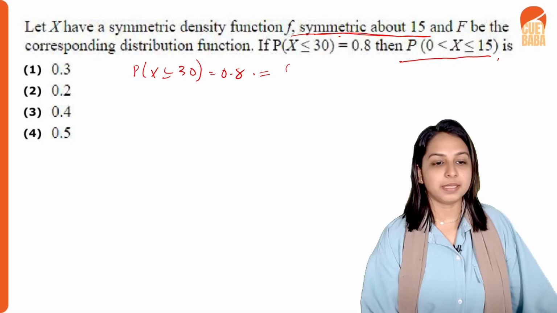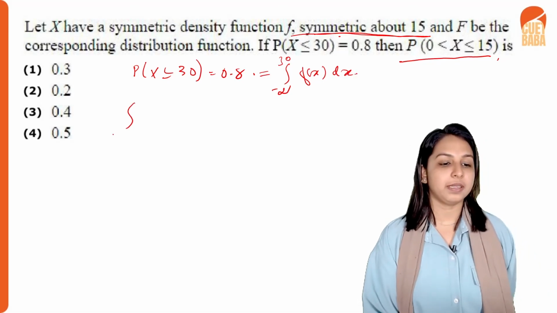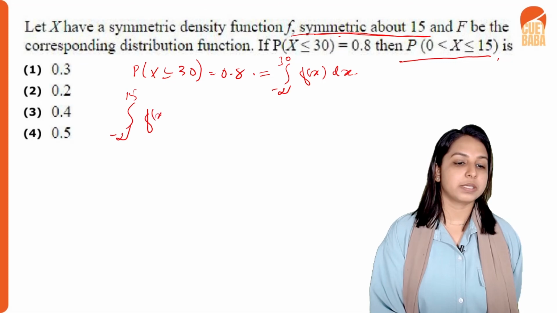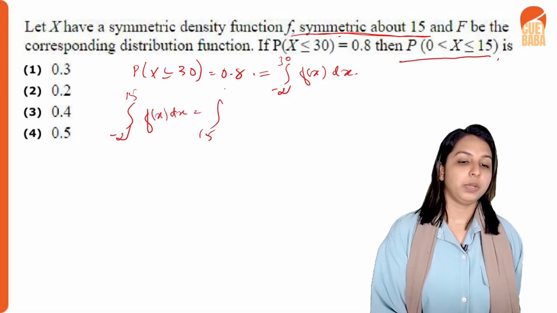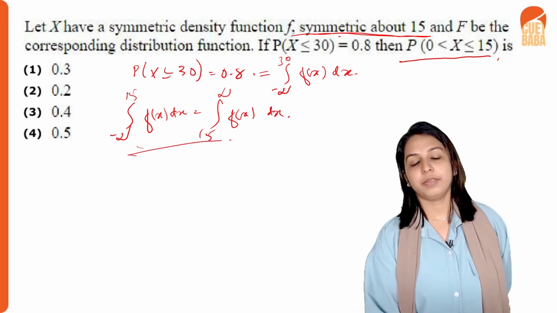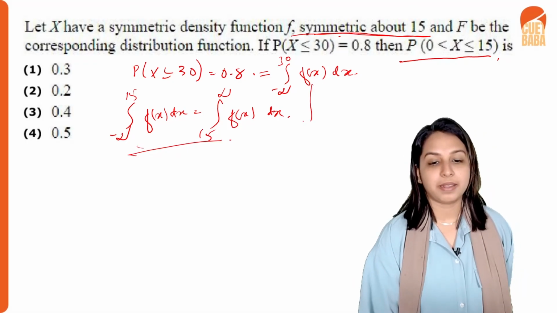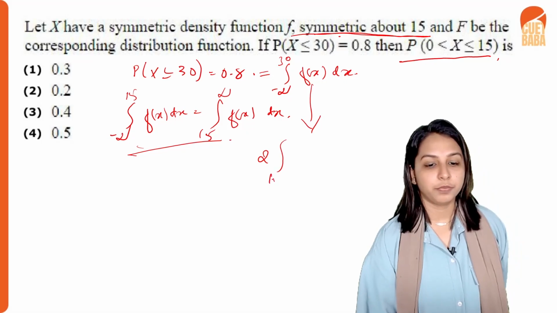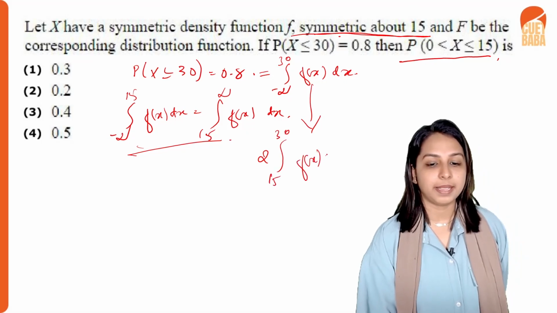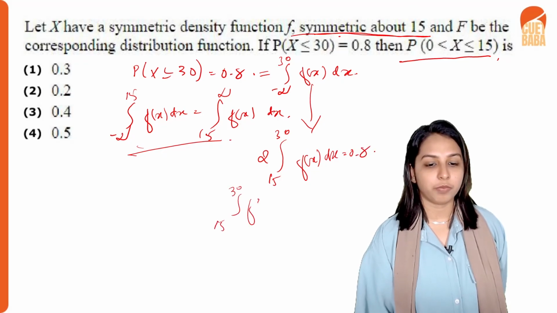So this we can write as the integral from minus infinity to 30 of f of x dx. Since it is symmetric about 15, the integral from minus infinity to 15 of f of x dx will be equal to the integral from 15 to infinity of f of x dx. Since we have this result, we can split this and simply rewrite it as 2 into the integral from 15 to 30 of f of x dx is equal to 0.8. So the integral from 15 to 30 of f of x dx is equal to 0.4.